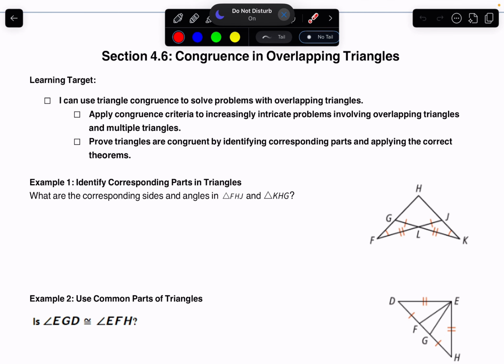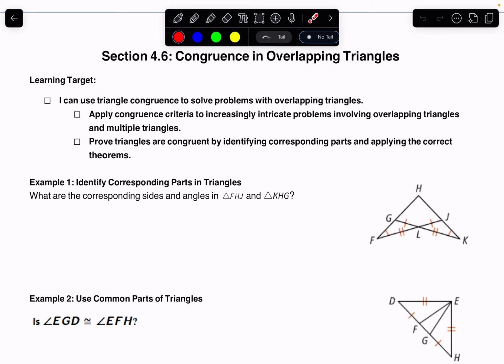All right, today we are going to go over section 4.6, which is about congruence in overlapping triangles. Now, this whole section is sort of what I would consider to be the wrap-up or the culmination of everything we've looked at this chapter coming together. And that means that the diagrams we're going to see in this section are probably the most complex, as well as the examples being the most complex that we've seen so far.